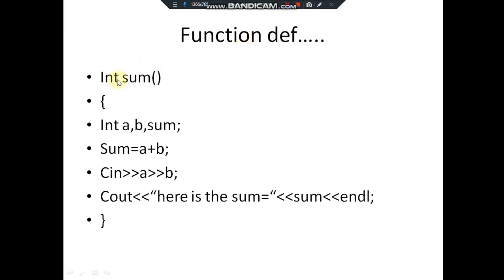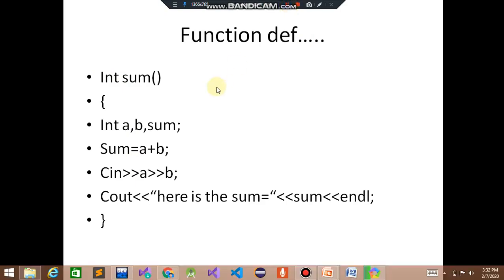This is a very simple example of a function in which we have a function to calculate the sum. This is the name of the function, this is the return type, this is the definition, or you can say the body of the function. So how can we clarify what kind of thing it is?